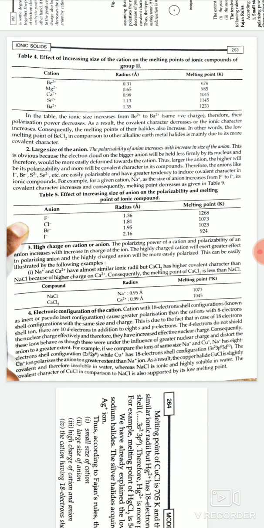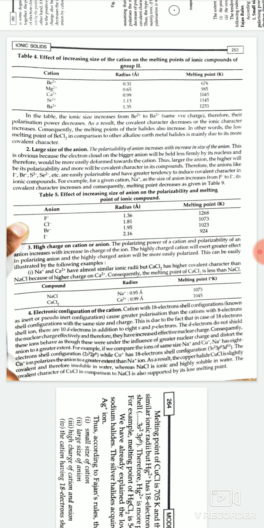Therefore, the anions like I-, Br-, S2-, Se2-, etc. are easily polarizable and have greater tendency to induce covalent character in ionic compounds. For example, for a given cation Na+, as the size of anion increases from F- to I-, its covalent character increases and consequently melting point decreases.